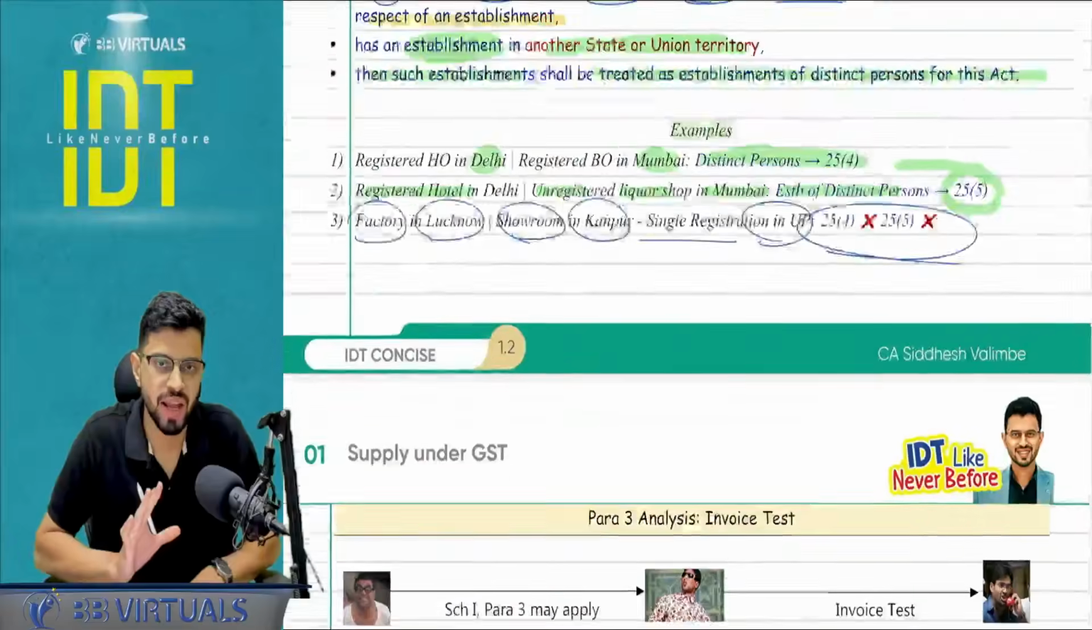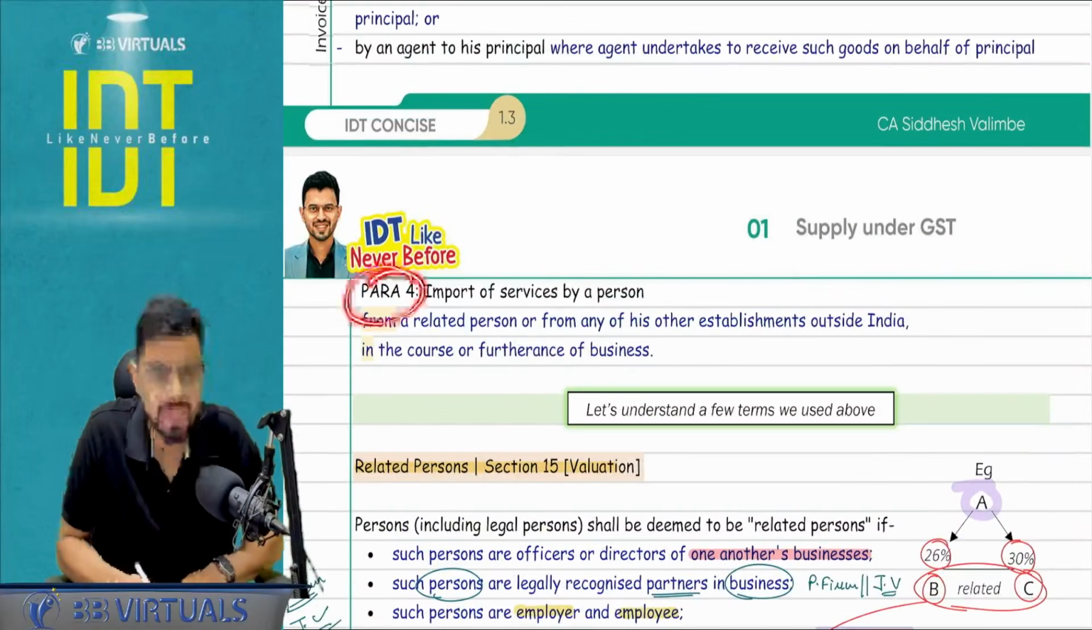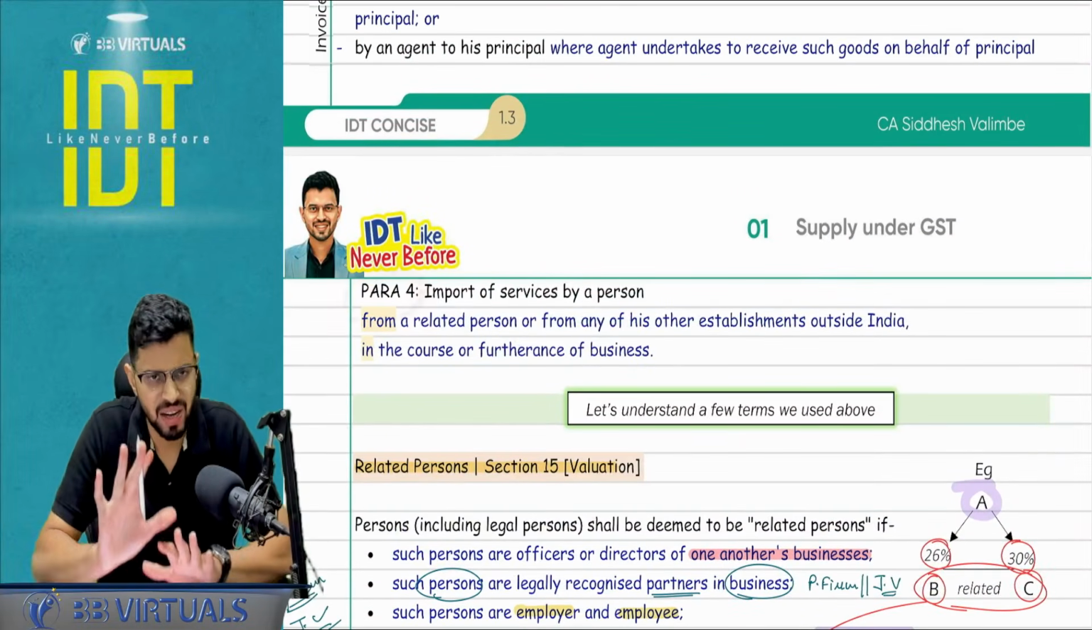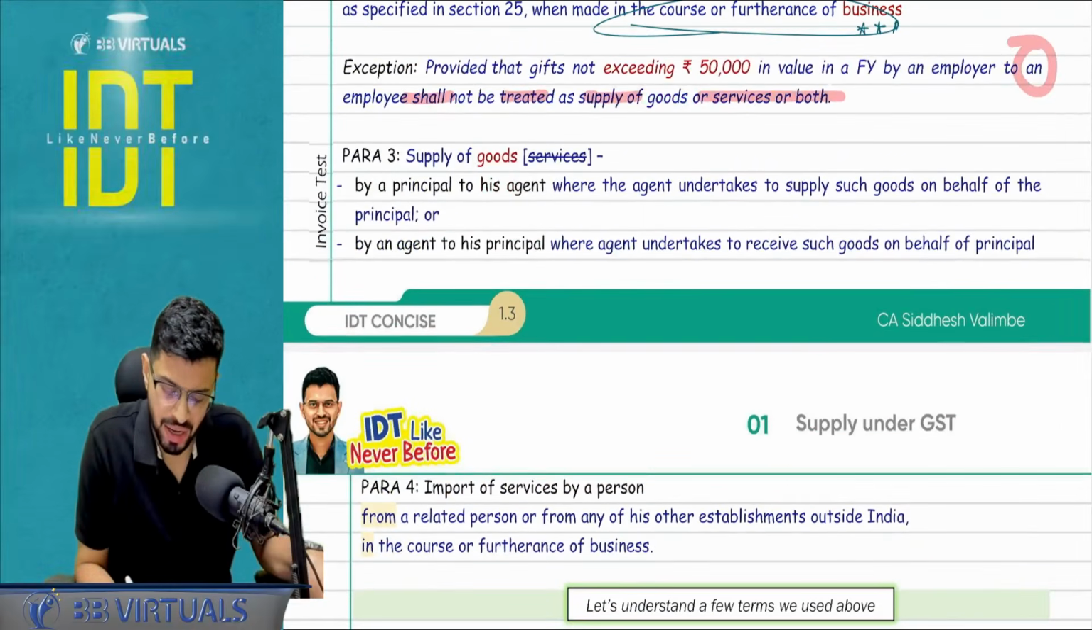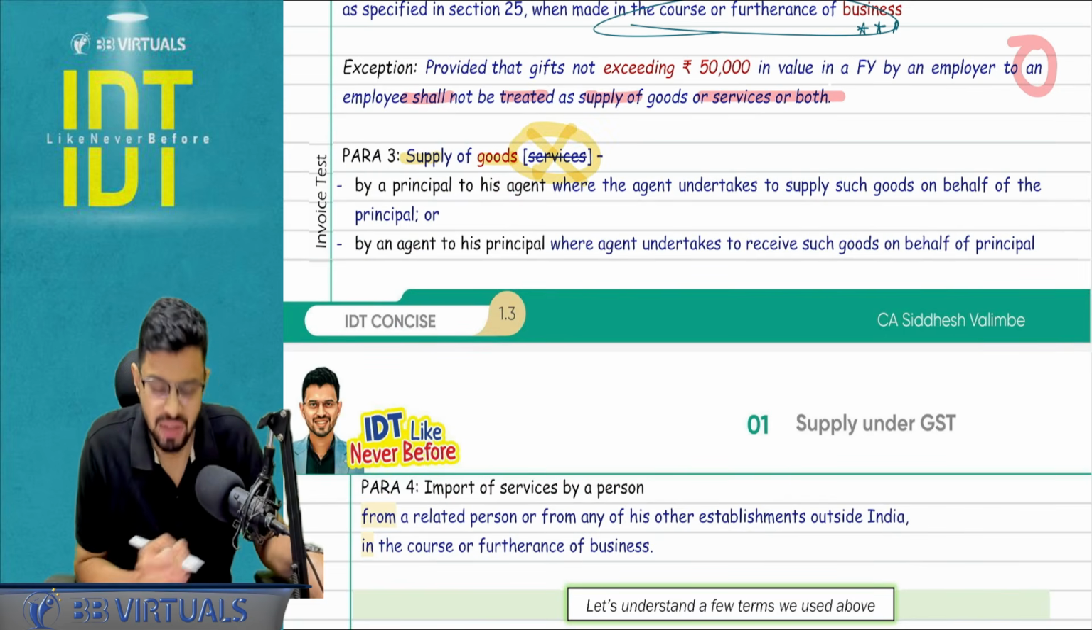Para 4 I'm not covering right now. It talks about import of services. Or maybe I will cover. Let's see how much time we get after doing the questions. So let's read the paragraph number 3 first. Supply of goods, not services.